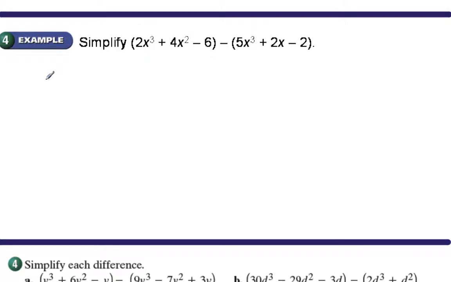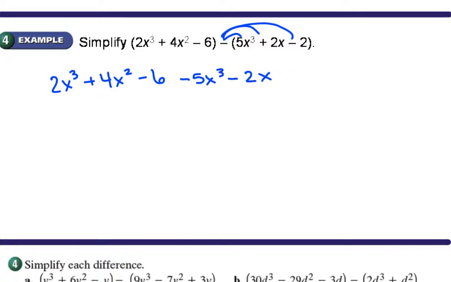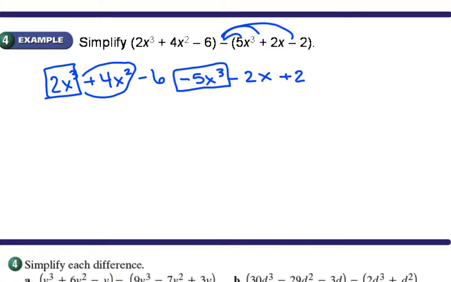All right, so I'm going to write this first one without the parentheses. 2x cubed plus 4x squared minus 6. I'm going to distribute that negative. Negative 5x cubed minus 2x, and then plus 2. And if you notice, that's the opposite sign, because that was positive, positive, negative. Now it's negative, negative, positive. 2x cubed and negative 5x cubed are like terms. Then we have 4x squared. That's the only square. We have negative 2x. And then we have constants.